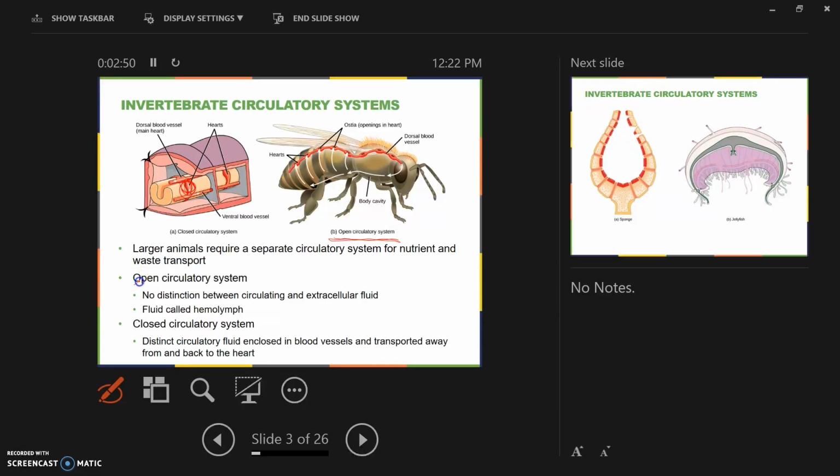So for the open circulatory system, all the fluid is called hemolymph. So there's not just a separate tissue fluid, lymphatic fluid, and blood. The fluid in the body is all the same, and it's called hemolymph. In a closed circulatory system, the fluid that is transported through the blood vessels is blood. So it is a distinct circulatory fluid. It's not the same as the rest of the body fluid.